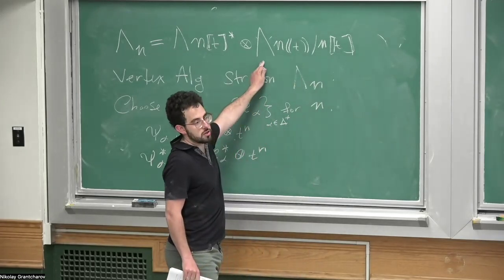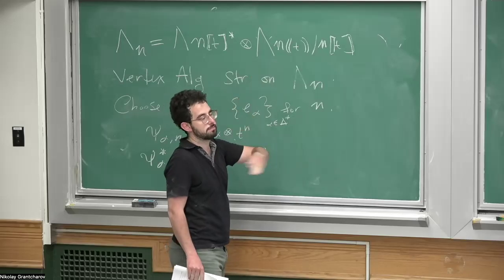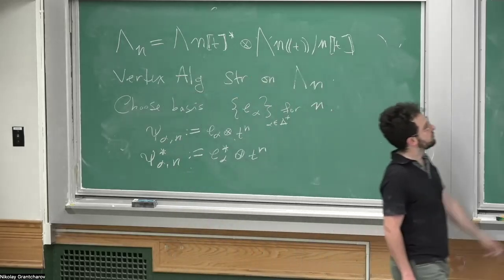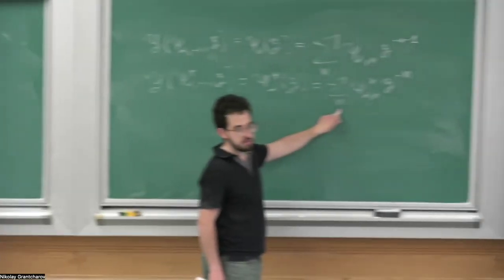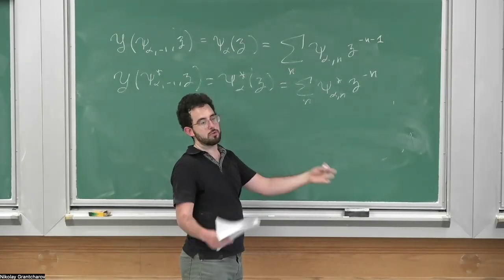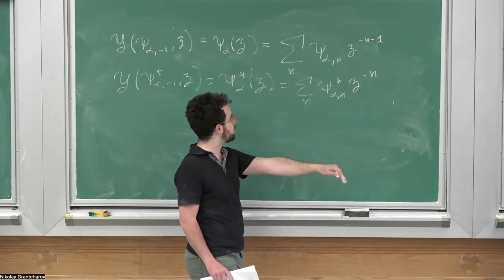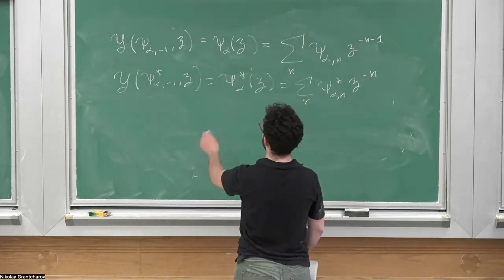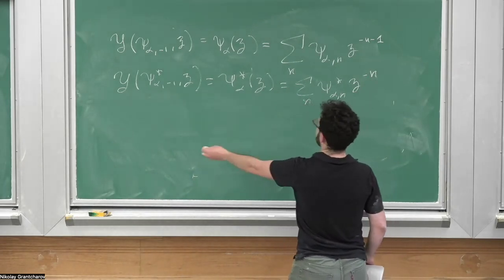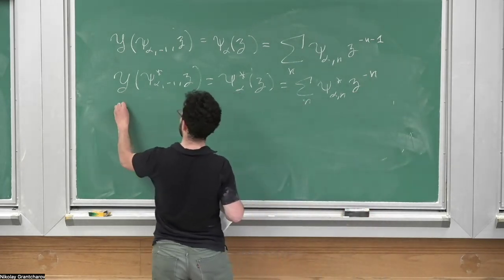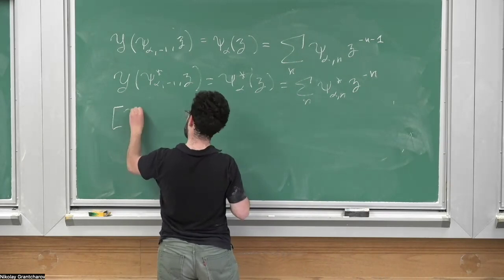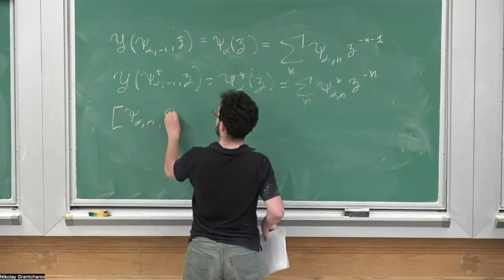So the action is just by the wedge product. But for n greater than 0, you're going to add, which is what I said before. This is the general idea in vertex algebras. The elements with positive degree are going to act like derivatives. So here are the commutation relations. All of those elements.